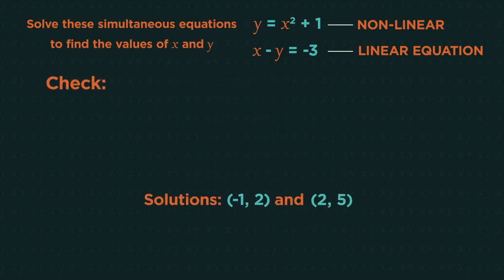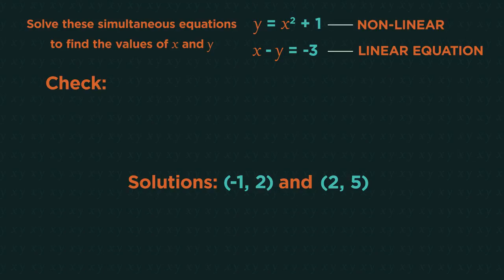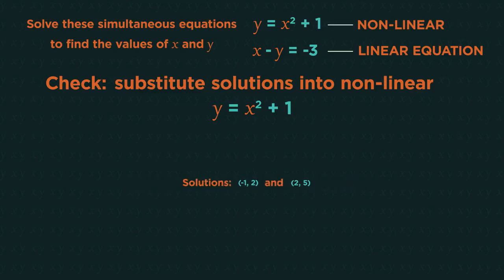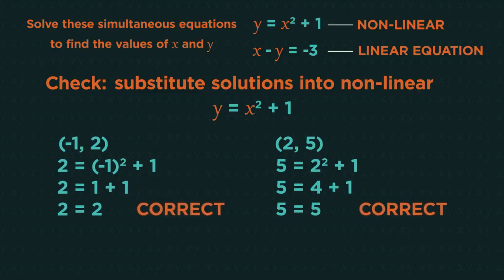As always with maths, we should double check our answers. Substitute the solutions -1, 2 and 2, 5 into the non-linear equation. For -1, 2: 2 equals -1 squared plus 1. 2 equals 2, which is correct. And the same for 2, 5.